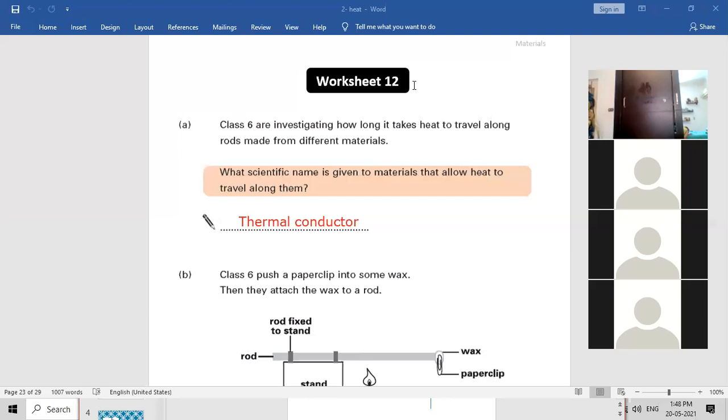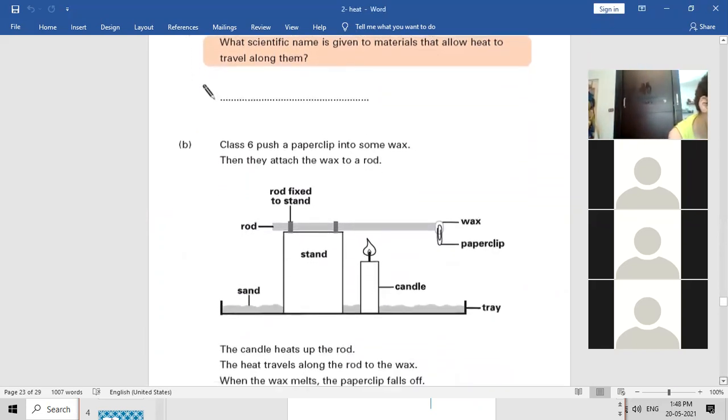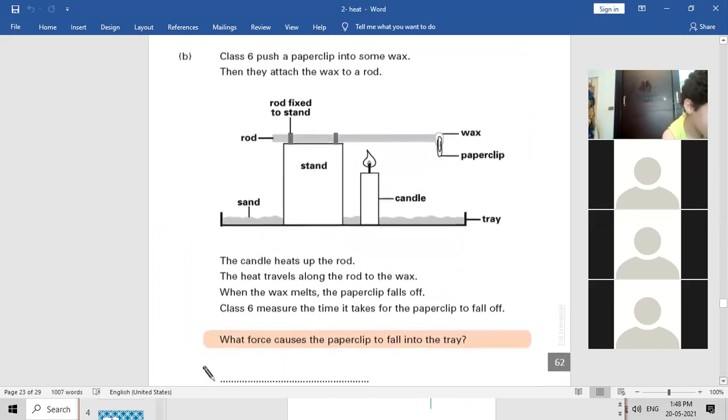Okay. Now the next question. Class 6 push a paper clip into some wax. Then they attach the wax to a rod. So this is what we were just explaining. How did they stick the paper clip to the rod? Using some wax. Now what are they doing? They put a candle under the rod. What do you think will happen to the rod when you put a candle under it?